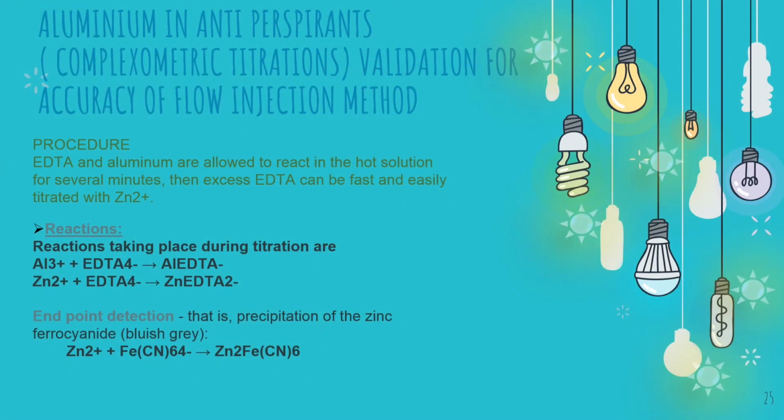The next is the aluminium in antiperspirants, that is complexometric titrations. It's a validation for the accuracy of the flow injection method. The procedure goes like this: EDTA and aluminium are allowed to react in a hot solution for several minutes. The excess of EDTA can be quickly and easily titrated with zinc 2+. Here are the reactions taking place during the titration. The endpoint detection, that is the precipitation of zinc ferrocyanide, appears bluish grey in color.